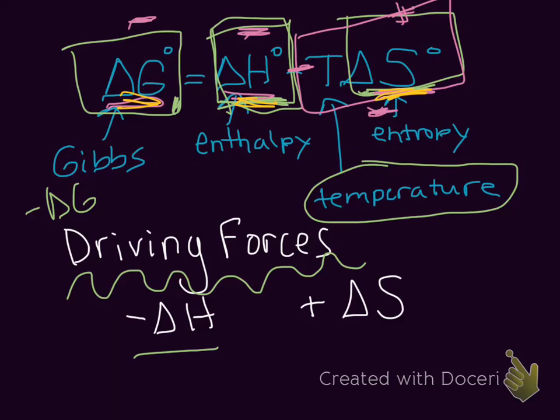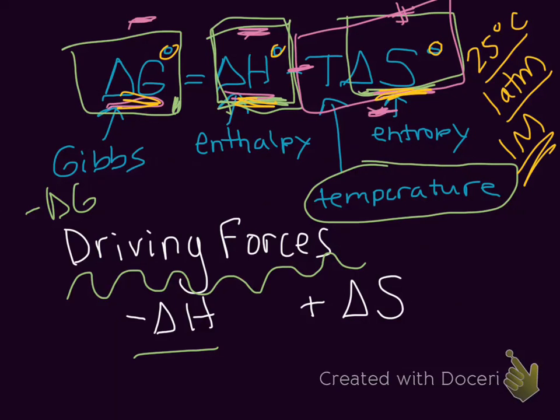One of the other things I want to note here is, see these little circles up here? That means that the reaction is under standard conditions, which is 25 degrees Celsius. That's different than STP for gases, because that would be at 0 degrees. 1 atmosphere of pressure is the same. And more specifically for this, it's 1 molar.